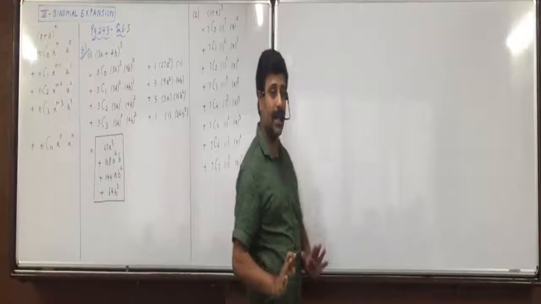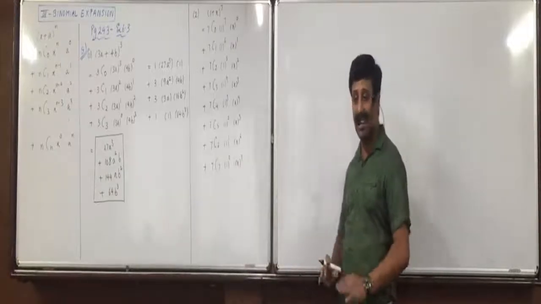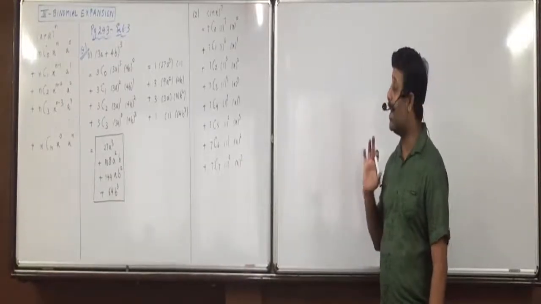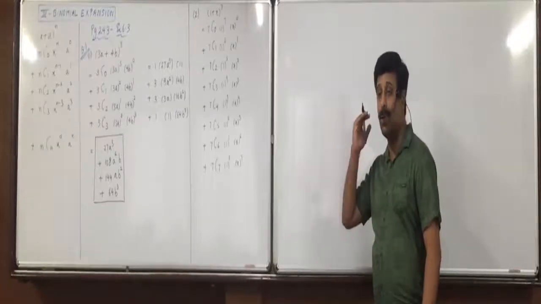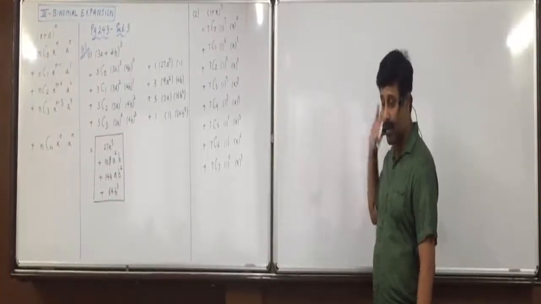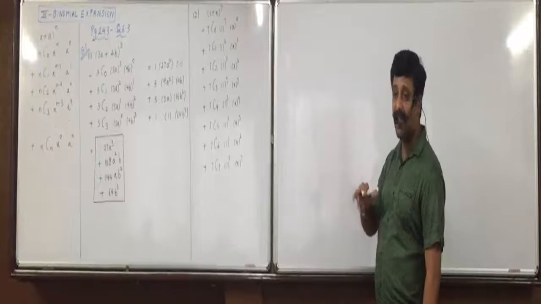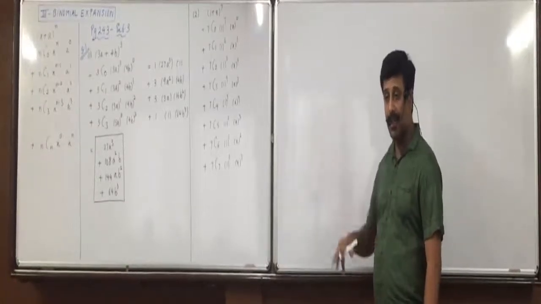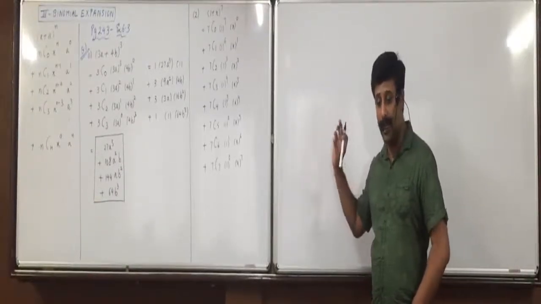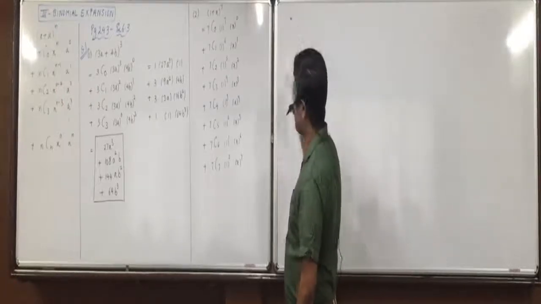So all are able to understand this formula? Very, very simple. If you go systematically, then it is very simple. If you directly write C0 x raised to 0, sorry, a raised to 0, then you'll get confused. You go one by one. First write coefficients, then write the first variable, then write the second variable. Any confusion so far? Now we will solve this.